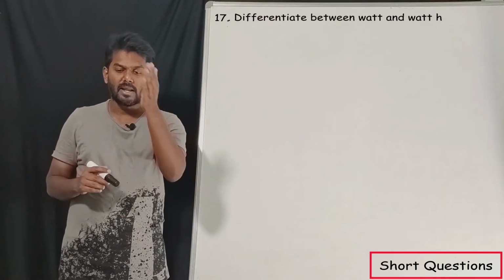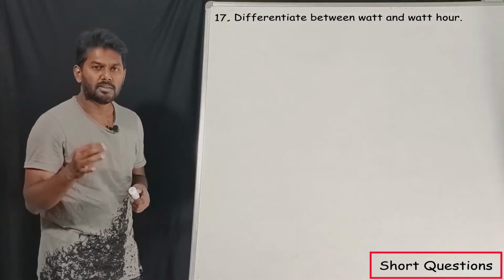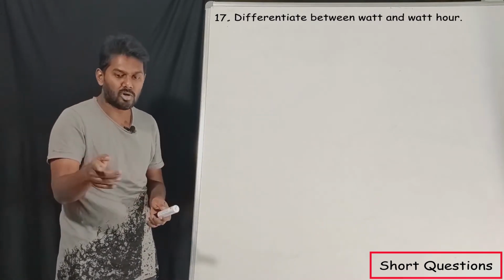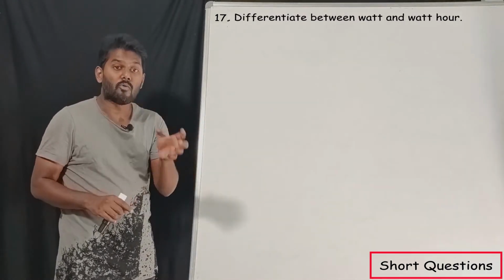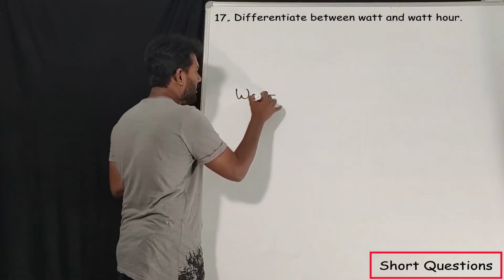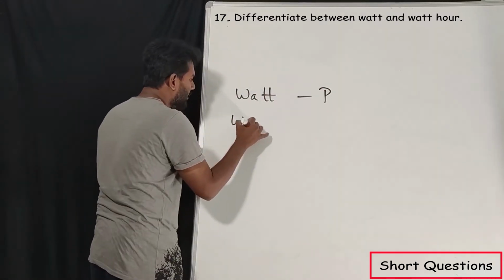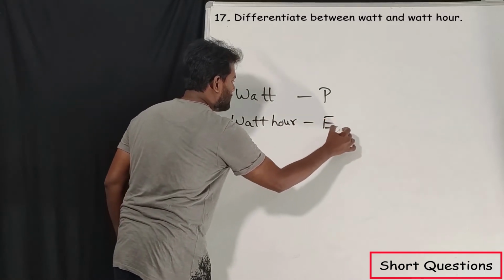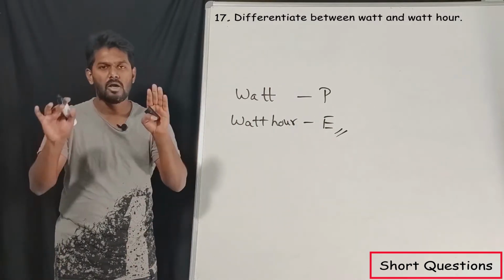Differentiate between watt and watt hour. Okay, what is watt? Watt is a SI unit of power. Then what is watt hour? Watt hour is a SI unit of energy. So what is the difference between watt and watt hour? One difference is enough. Watt is the SI unit of power, and watt hour is the SI unit of energy. That's it. If you know these units, then it is easy to find the physical quantity.